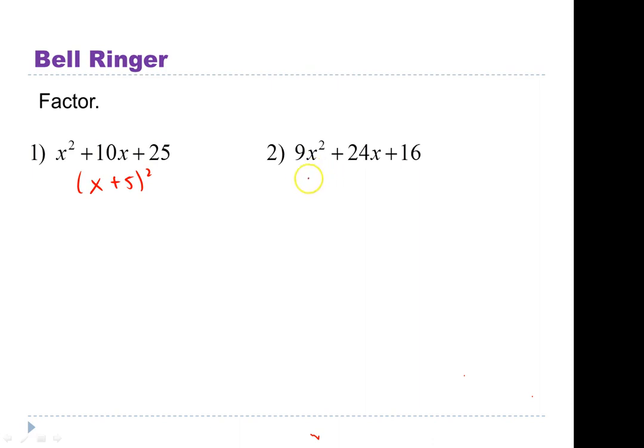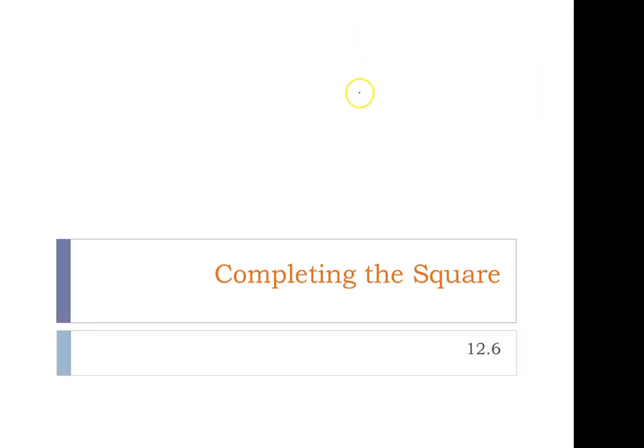And in the back, we also have perfect squares in the front and back. In the front, it's 3x, and then in the back, it's 4 quantity squared. So if you FOILed both of those, you'd end up back with the quadratic that we began with. So again, this is section 12.6 in the textbook, and it's about completing the square, a fourth method of solving quadratics.